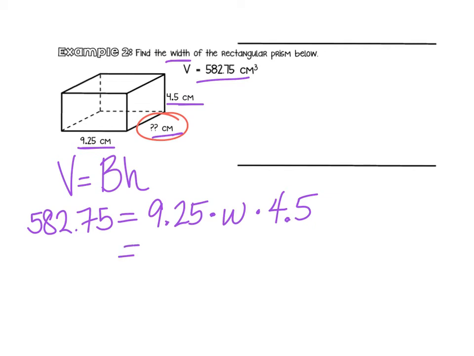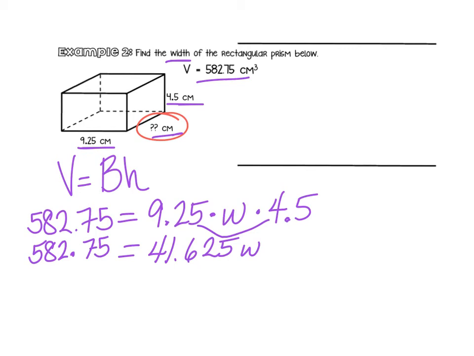Okay, again, my first job is to simplify this right side by doing the multiplication I can do. The commutative property of multiplication says I can multiply in any order. So I'm going to go ahead and multiply 9 25/100 times 4 5/10. That gets me to 41 625 thousandths. I still have my W. Over here, my volume is still the same, 582 75/100.